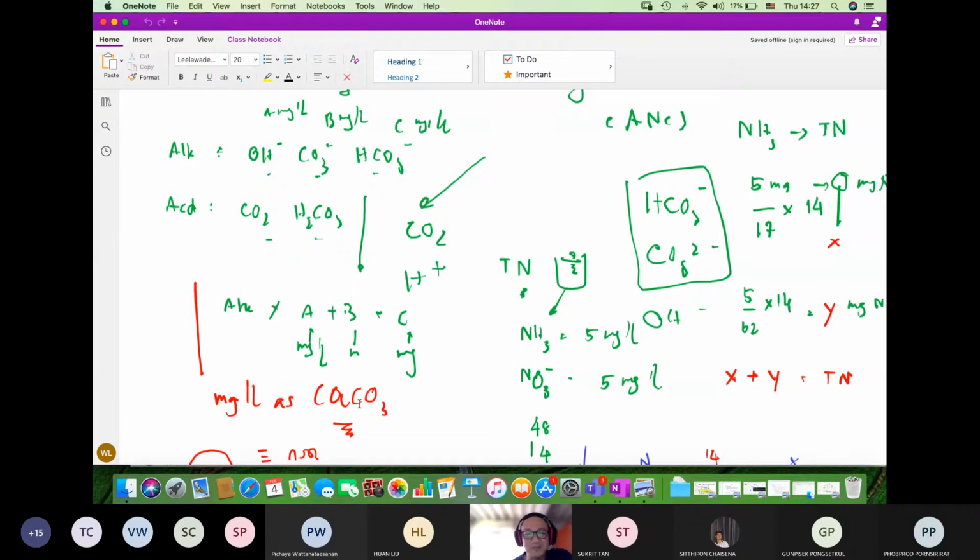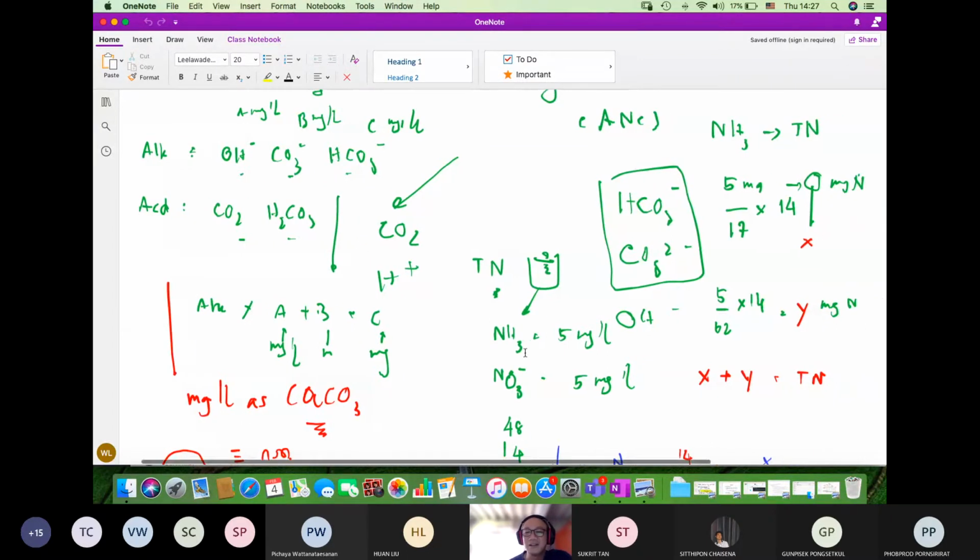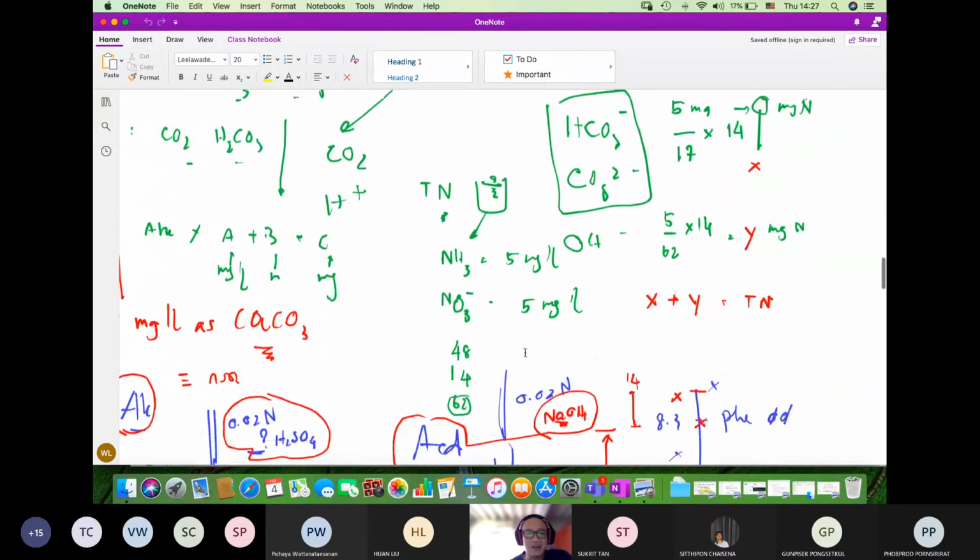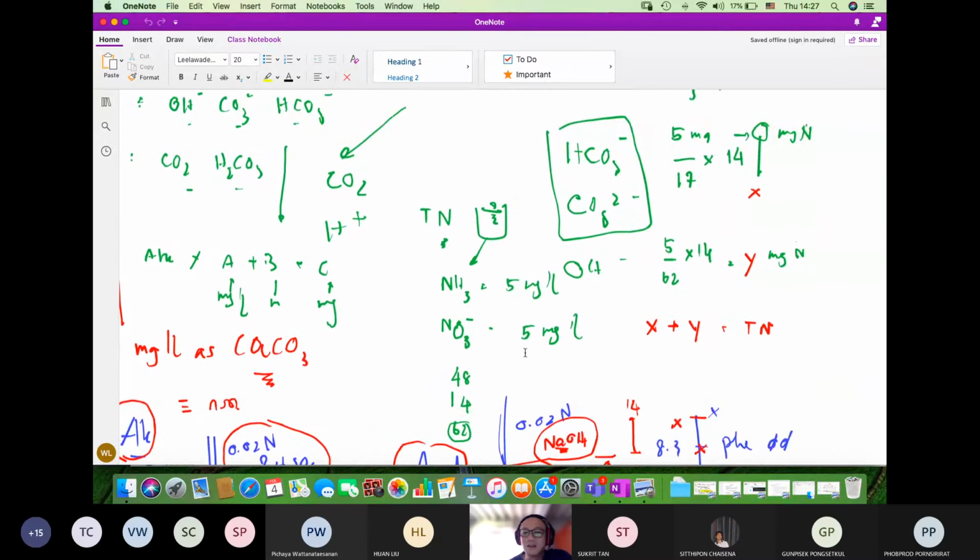How can we convert from this unit into this unit? Just have a look here, another example. This is the water sample. I'm now on the OneNote page, so you should see my OneNote application on the screen.